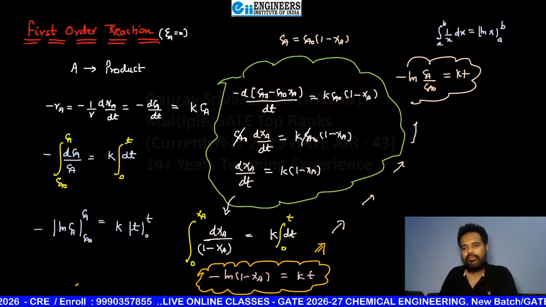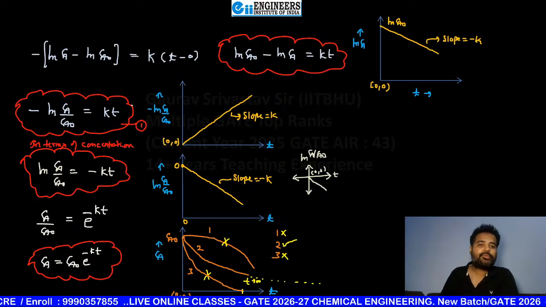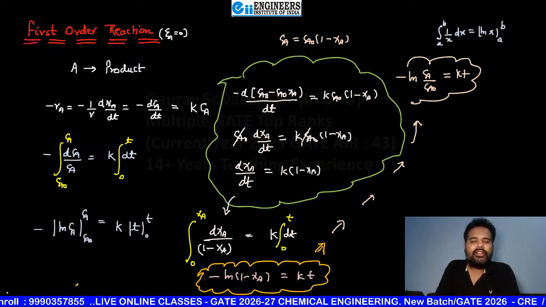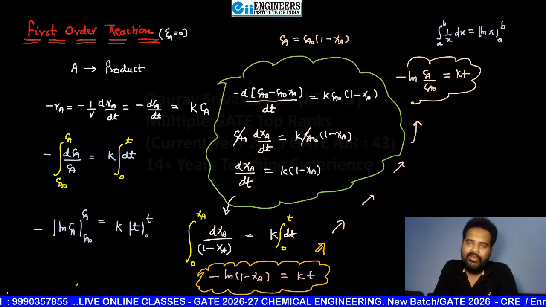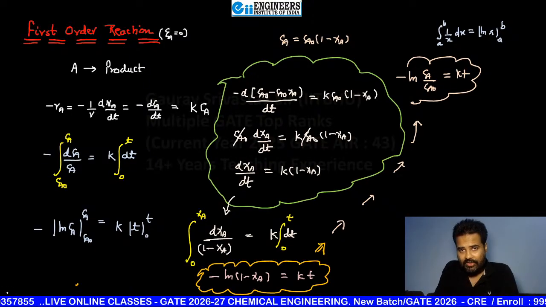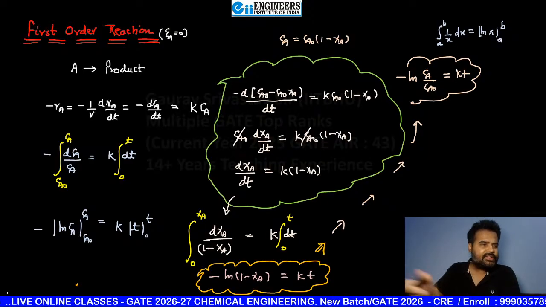Are you getting my words? Yes, absolutely correct, the same. So that means initially we can solve in terms of concentration, and then we can get the conversion equation. Or initially we can solve in terms of conversion, and later we can get it in terms of concentration. Is it crystal clear to all of you?